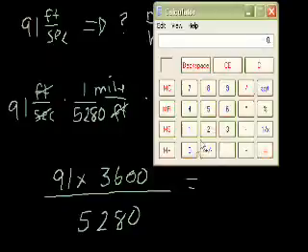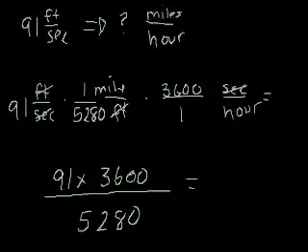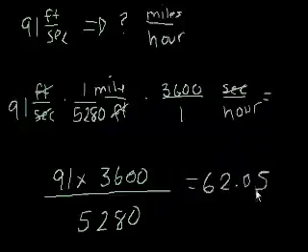Oh man, I keep messing up. I think my mouse is messed up. Let me see if I can type it. 91 times 3,600 divided by 5,280. 62.05. So that equals 62.05 miles per hour.